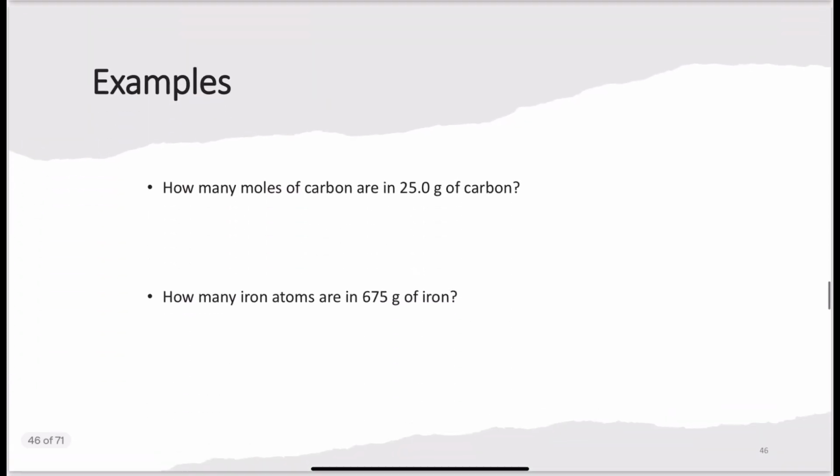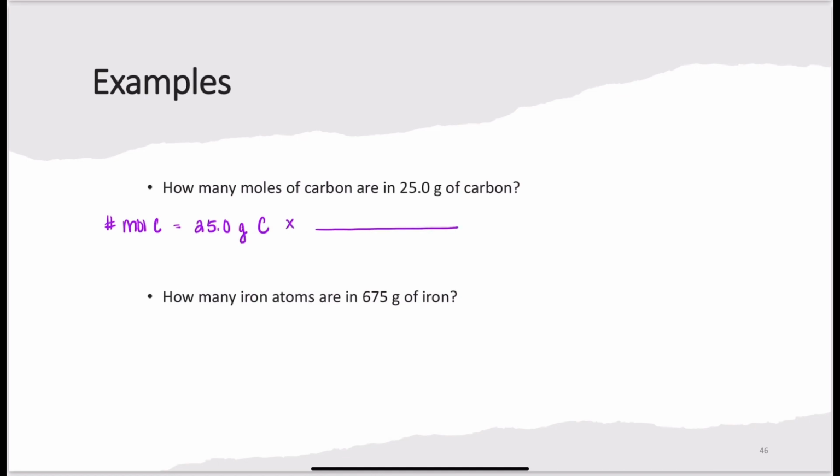Let's look at a couple more. How many moles of carbon are there in 25 grams of carbon? Okay, so again, start by writing down what you want to find. You want to find the number of moles of carbon. Second thing you write down is what your starting value is. We're told 25.0 grams of carbon. It's a pretty straightforward calculation.